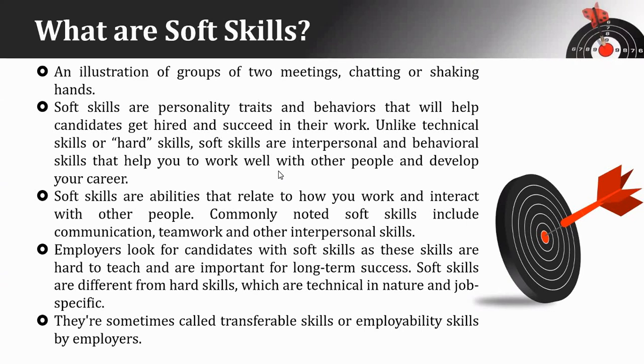Soft skills are the abilities that relate to how you work and interact with other people. Those are the abilities for how you are working and interacting with other people. That is mainly the soft skill. Commonly, soft skills include communication, teamwork, and other interpersonal skills. Whatever skill you need to deal with other people and work with other people is usually called soft skills.